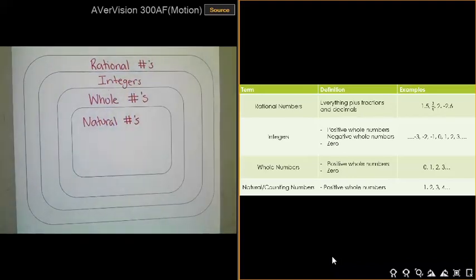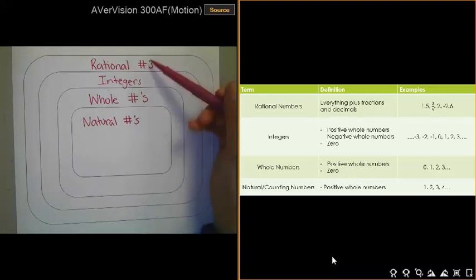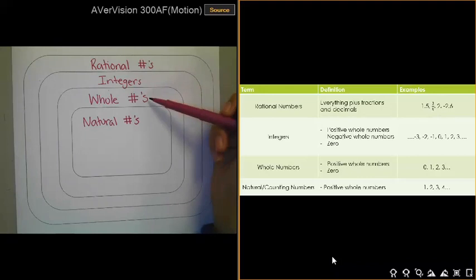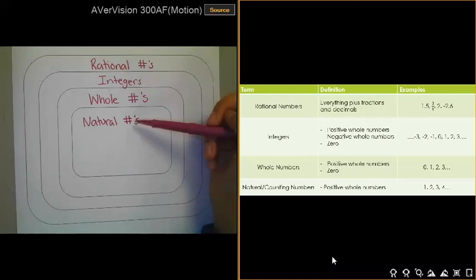You can go to the outside, but you cannot try to come back in. What I mean by that is I can say that all natural are rational. I'm going to the outside. If I say all integers are whole, I cannot go back in. That is not true, because in integers you have negative numbers, and whole numbers you do not have negative numbers. I can say that all integers are rational. That is true. But I cannot say that all integers are natural, because I'm going back down. You cannot go back to the inside, you can go up.